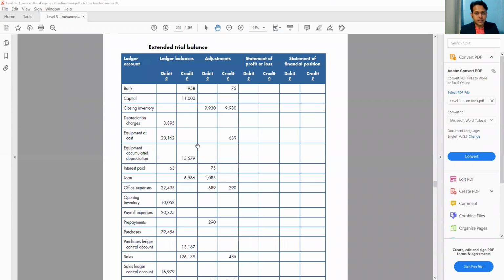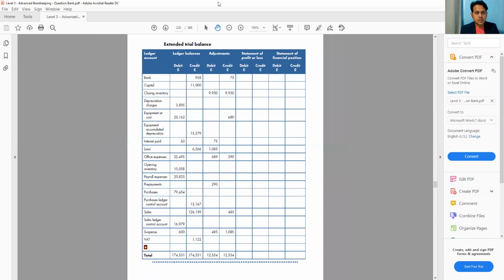Hopefully you can see all of this at the same page. So let's see if we can make it a bit smaller so that you can see everything on the same page. Okay, let's do this one together.